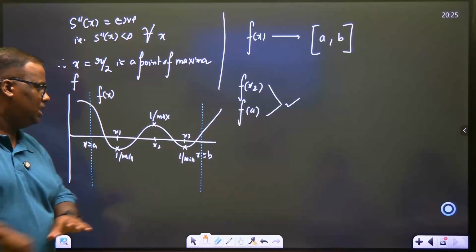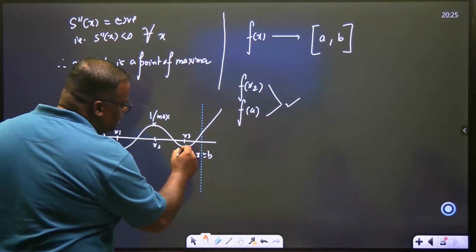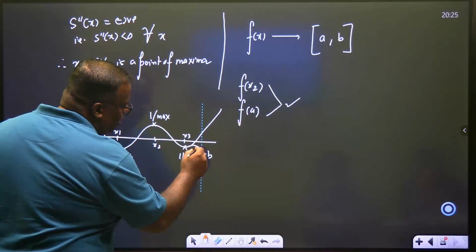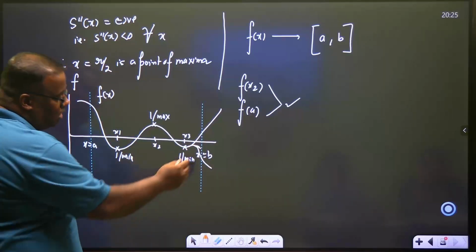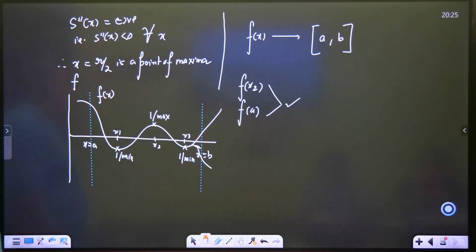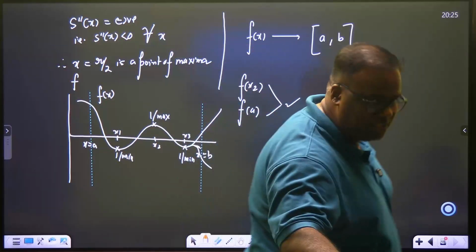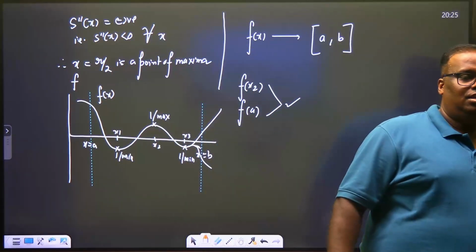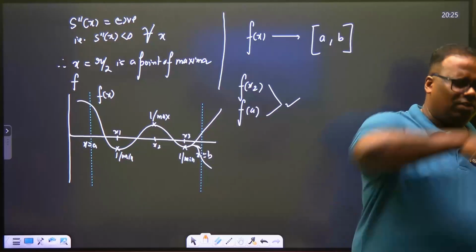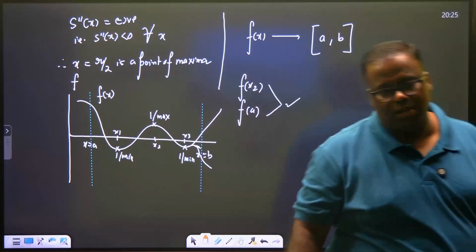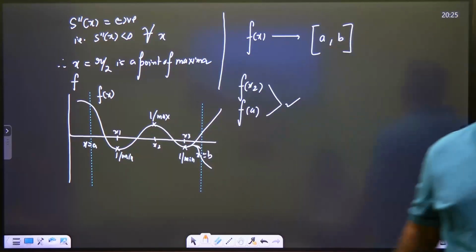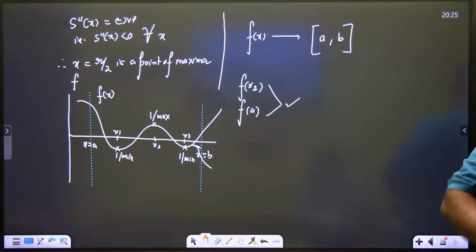The minima is here. Suppose the graph would have gone like this, and after this gone like this. Then this f of B would have been the minimum. So it's just simple. We will analyze all critical points, plus we will analyze the upper and lower limit. Wherever we get the upper or lower value, that will be the absolute maximum. Clear? So let's do one.